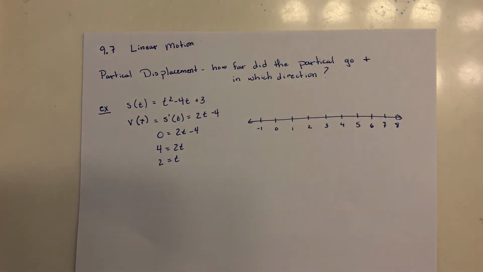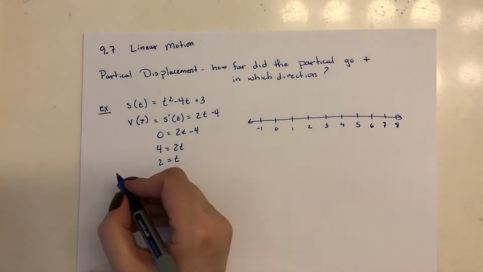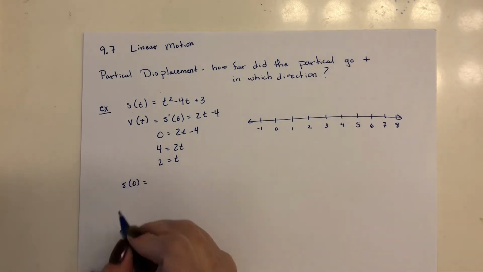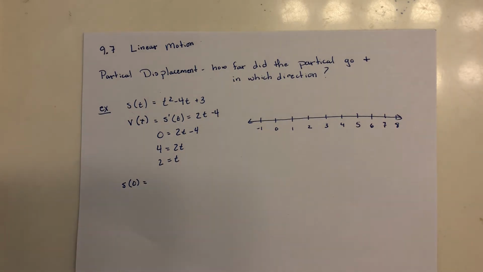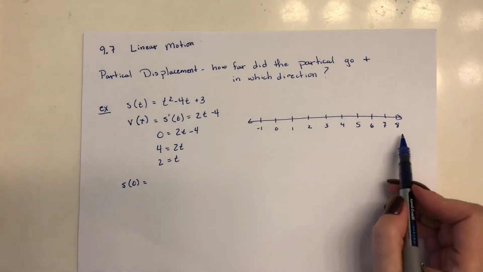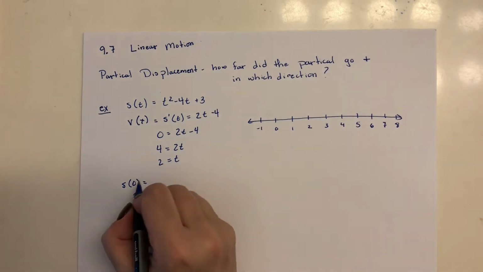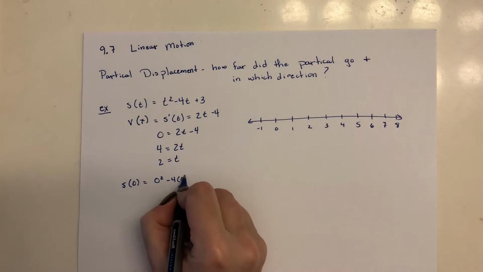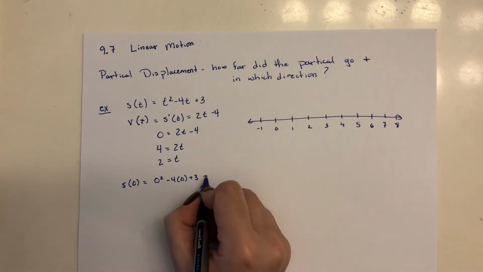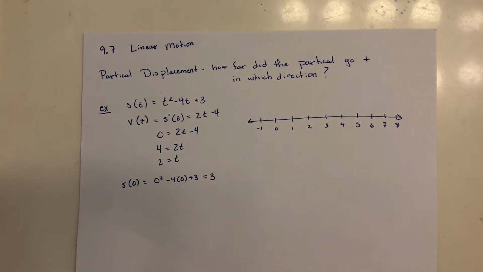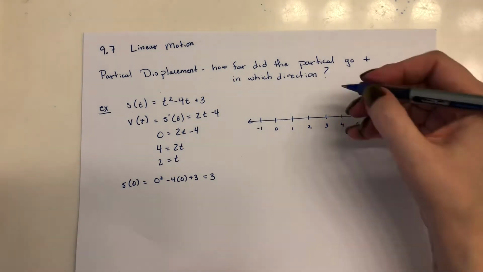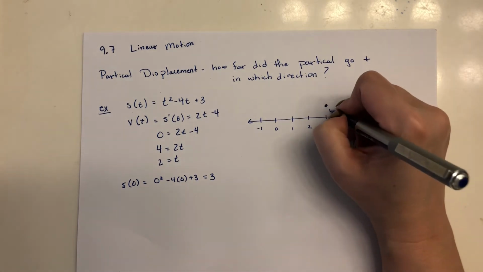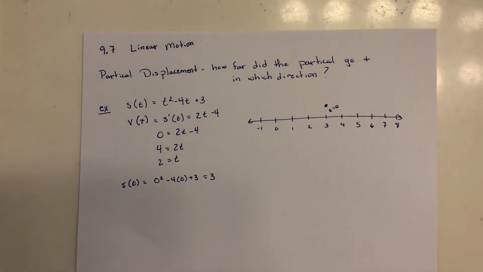If I'd like to figure out what's going on with my particle, the first thing I want to do is find out what is its position at time 0. So when I start my problem, which of the numbers on this chart is it on? Again, take your position function and solve it out, and you'll find out at time 0, your particle is at position 3. So that is your time 0 right over there.